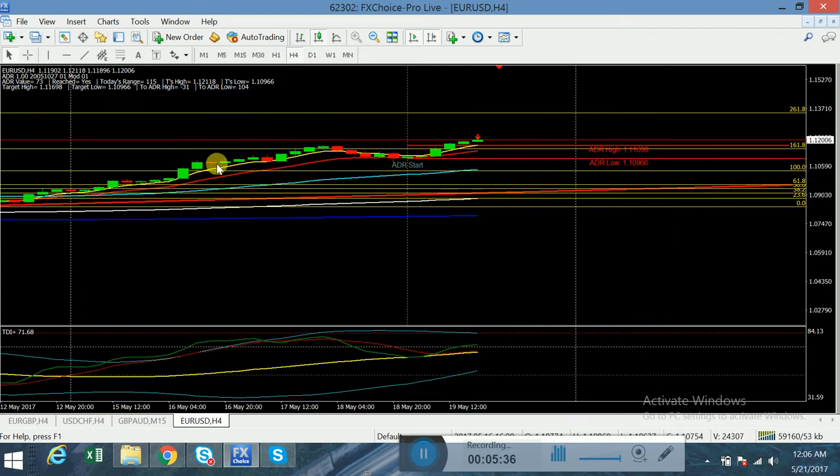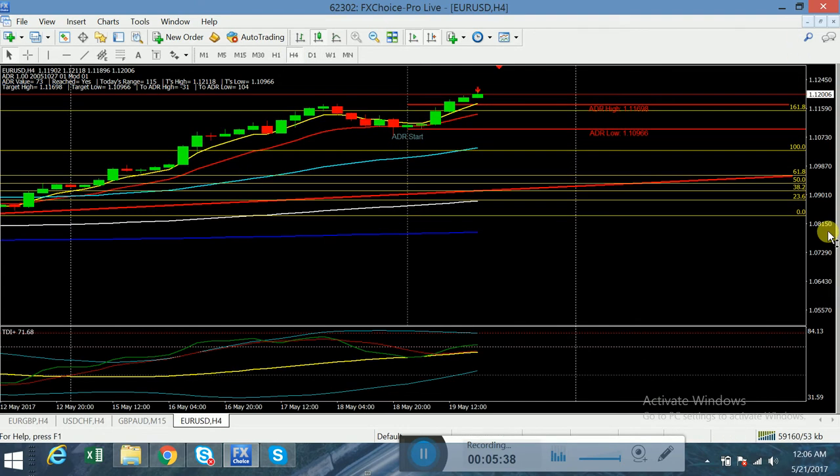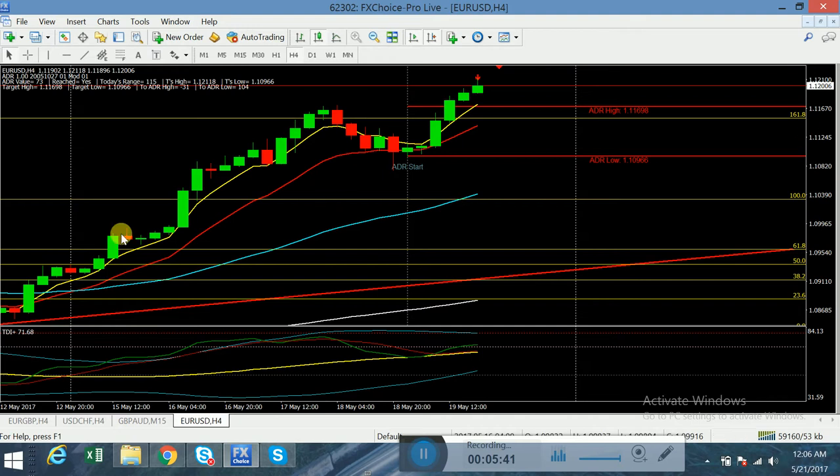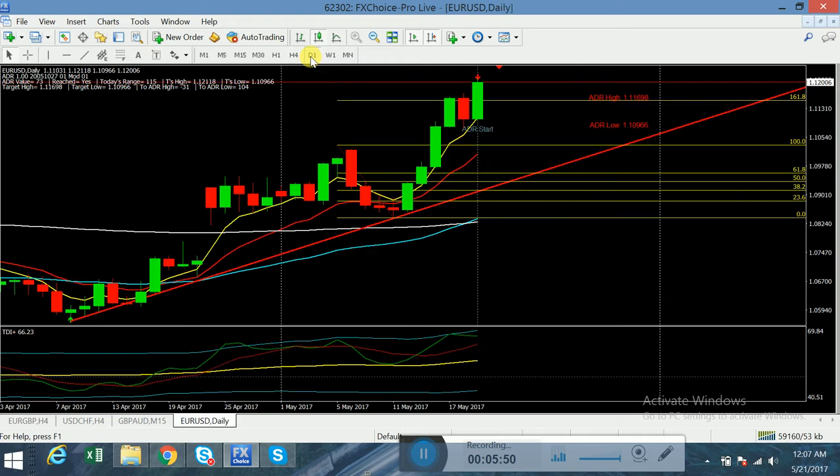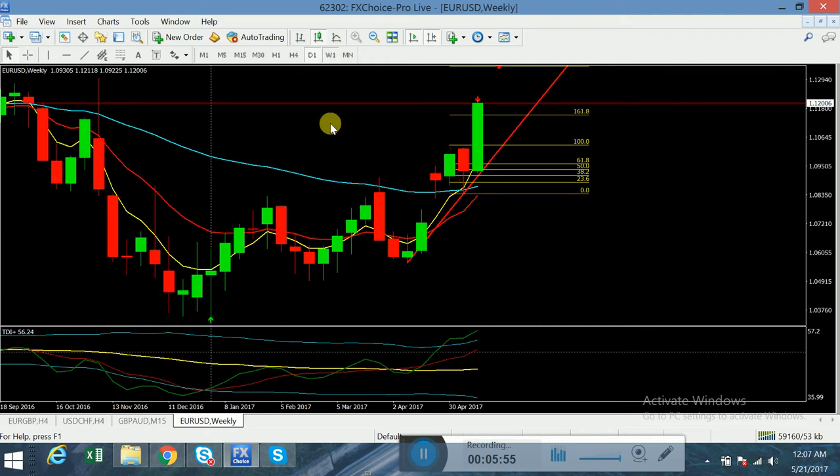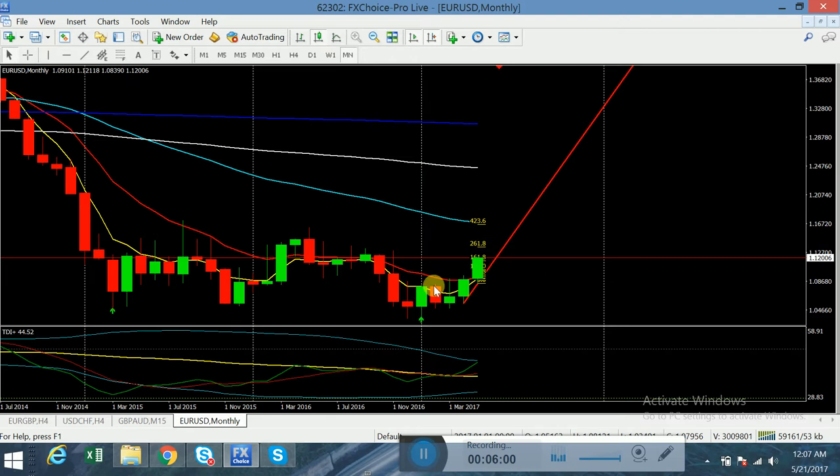Let me go back to the 4-hour chart. Confirm that we're in an uptrend, right? The 4-hour chart is going to show us the direction for the overall week. Now, the daily chart also confirms an uptrend. Weekly chart confirming the same thing. Monthly chart confirming the same thing. So what we'll be expecting on this monthly chart are these two targets, the 261.8 and the 423.6.